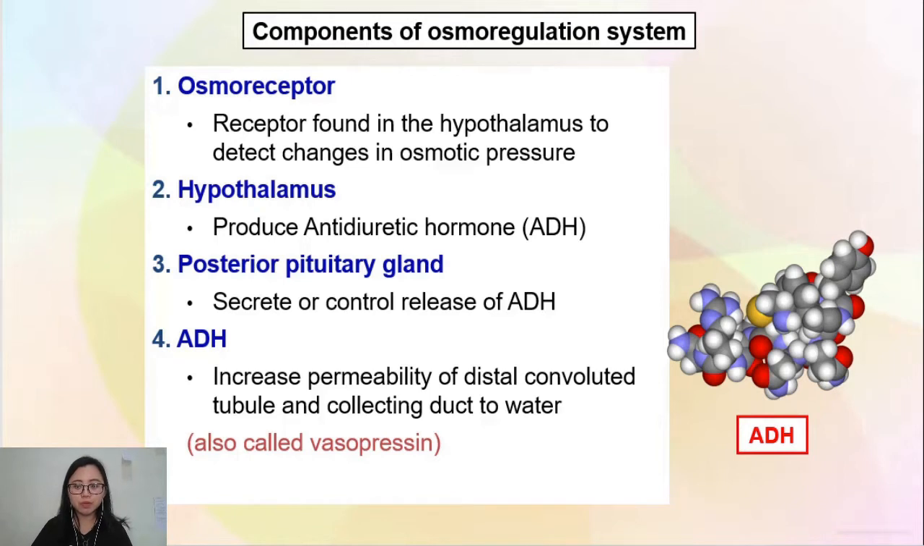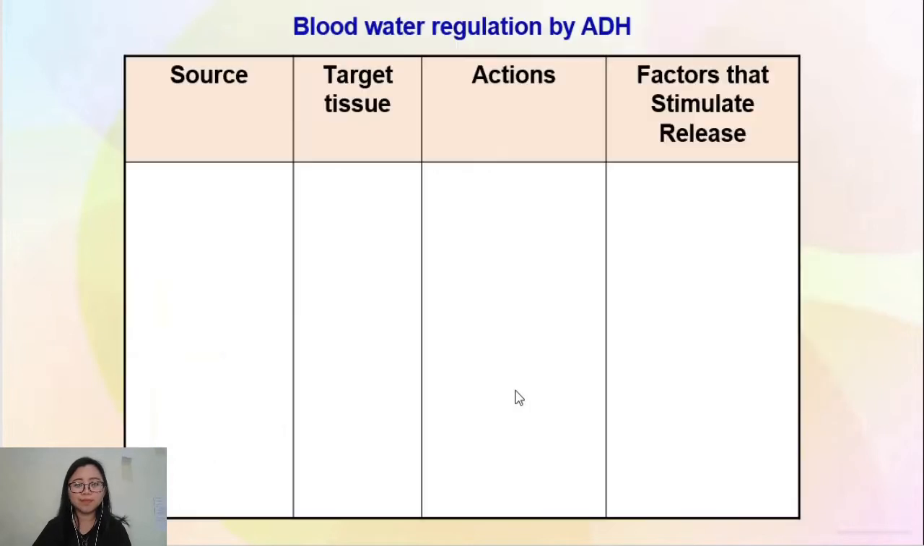Okay? Increased permeability. ADH is also called vasopressin. Itu nama lain ADH. Tapi dalam syllabus kamu, kalau kamu guna ADH saja pun boleh. Okay, so let us get to know this ADH. Mari kita tengok ADH ni dari mana dia datang, mana dia pergi, apa dia buat, dan apa yang akan menyebabkan dia dihasilkan.